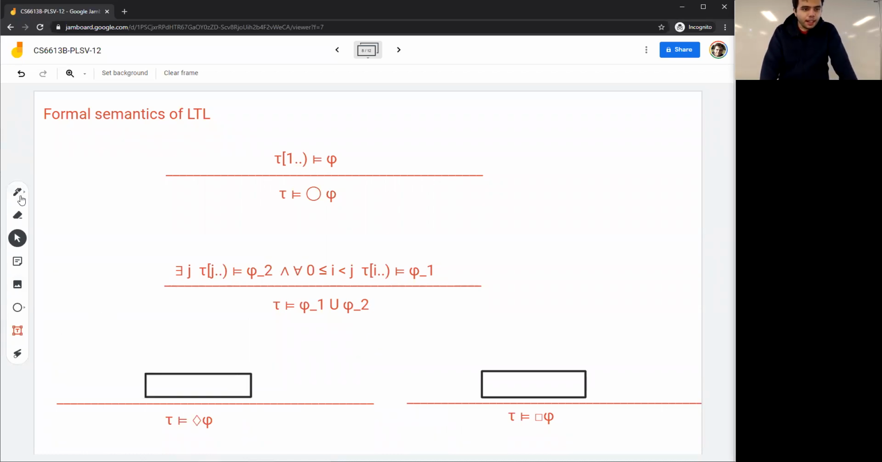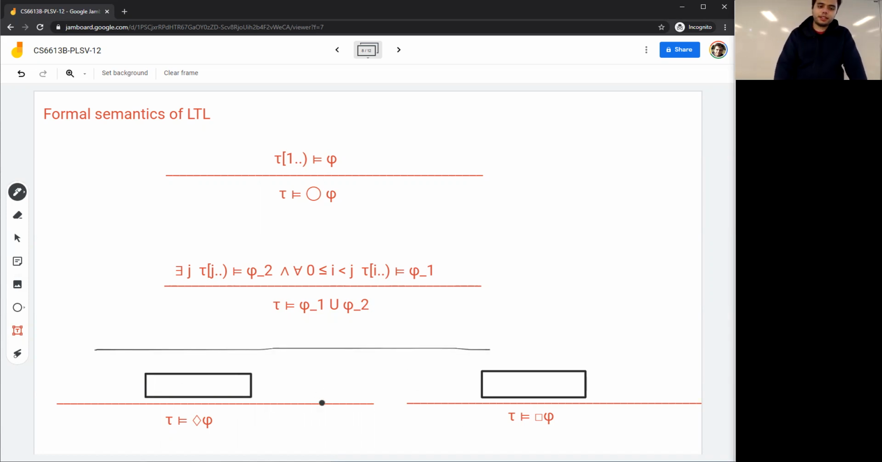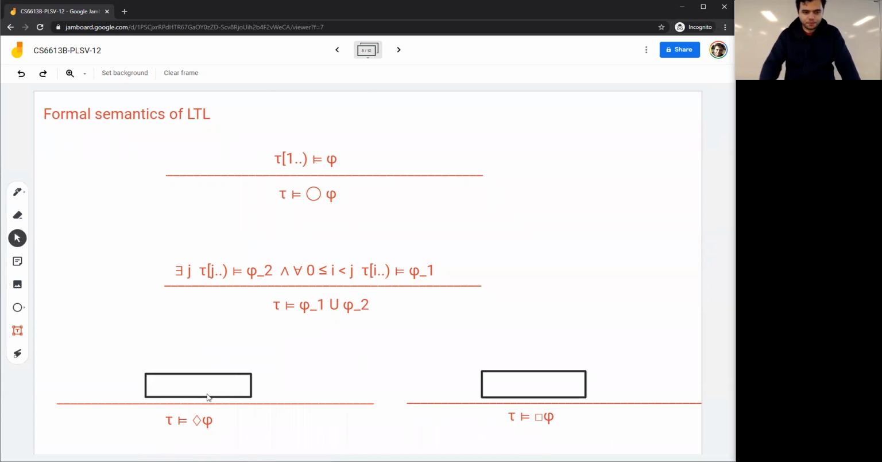Okay. And this is actually the end of the formal semantics of LTL. I don't need to define formal semantics for eventually and globally or always. Why? This is because, well, these were syntactic sugar. And because they were syntactic sugar, I can just use the other rules. But anyway, let's define these rules as well.